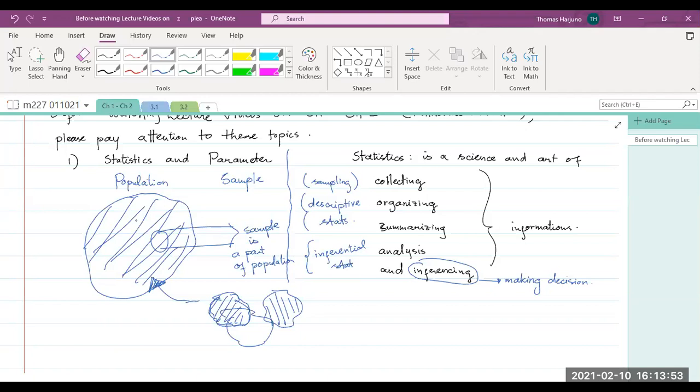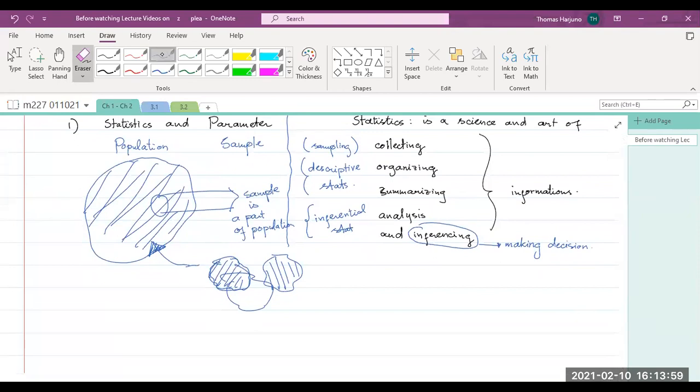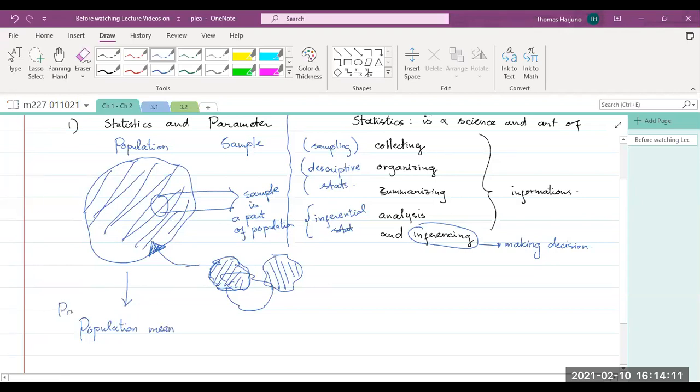So the result we get from population is called parameter. For example, population mean, that's called parameter. Now sample mean is called statistic.